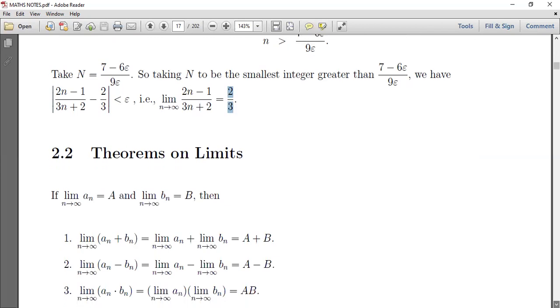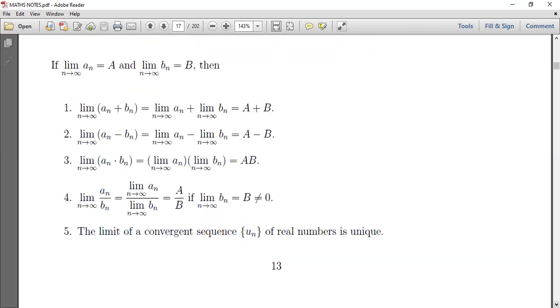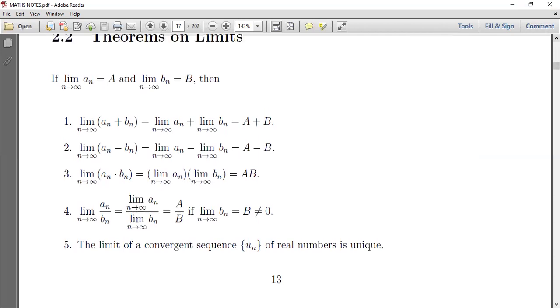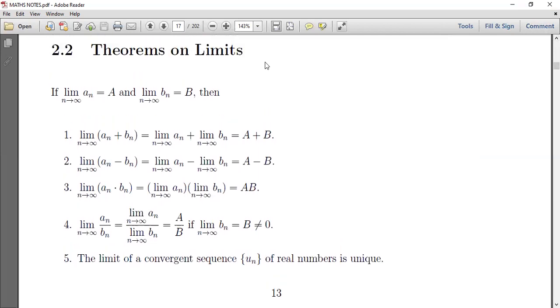Okay. Then we need to explain or understand the theorems on limits. When we're evaluating limits, if the limit of a certain sequence an is equal to a, and the limit of another sequence bn is equal to b, then the limit of an plus bn is equal to the limit of an plus the limit of bn, which is equal to a plus b. Then the limit of an minus bn is equal to the limit of an minus the limit of bn, which is equal to a minus b.